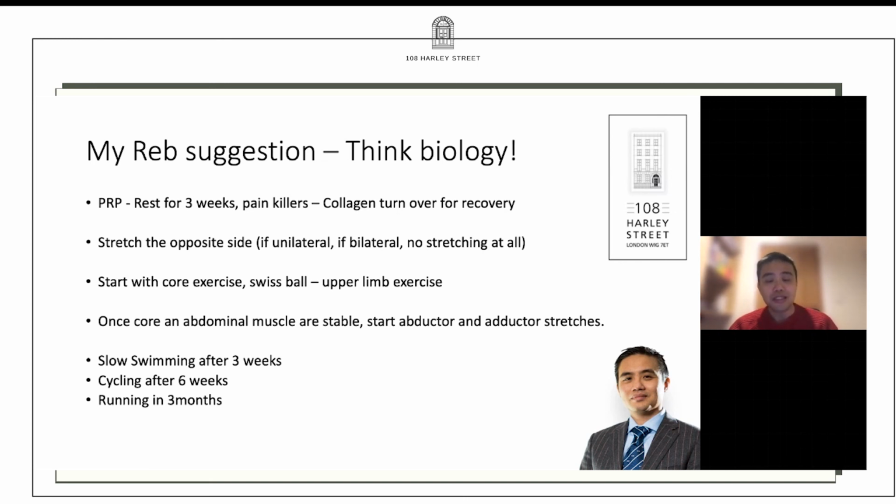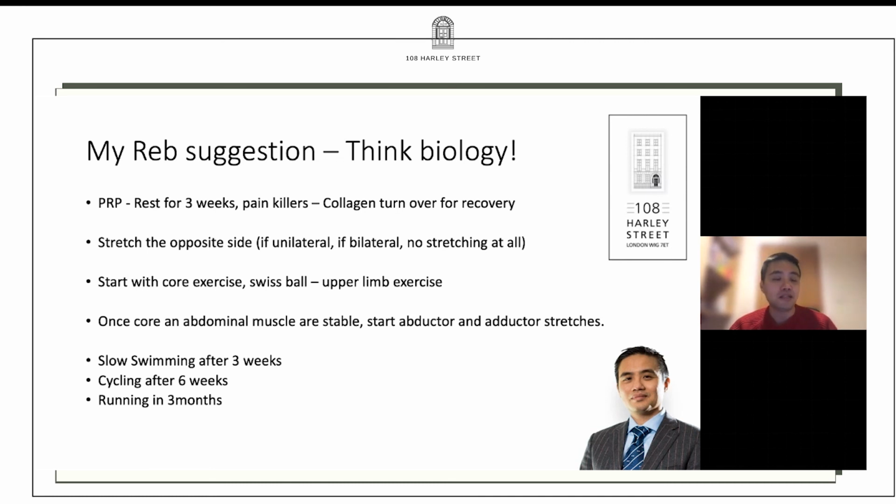During that time, I ask them to do upper body exercise, but not very rigorous exercise, because sometimes when you do upper body exercise, the core has to stabilize the body, and actually that causes more stress. As much rest as possible. I sometimes tell them absolute complete rest, like lockdown, I suppose, or maybe 1% of what they used to do, and they have to follow that regime. After those 3 weeks, they can start stretching, but they stretch the opposite side if it's unilateral. If it's bilateral, no stretching at all, just leave it.